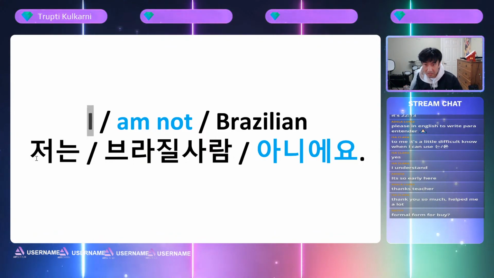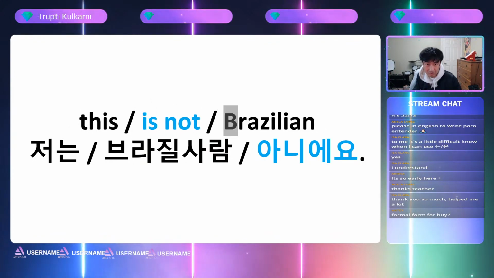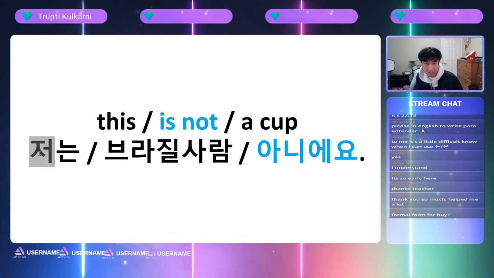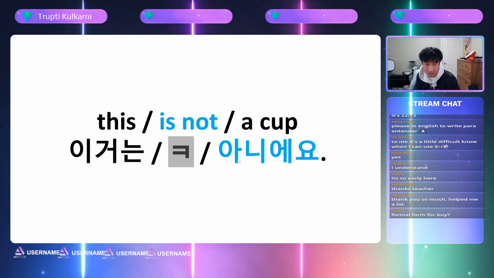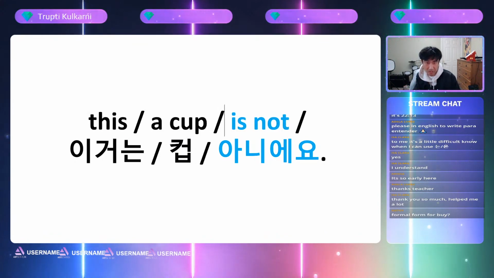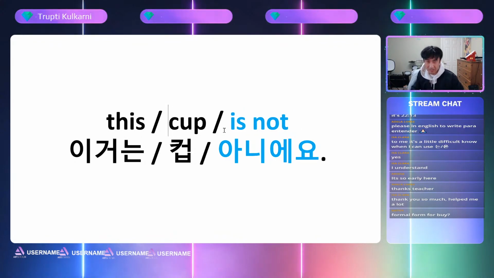How about if you want to say this is not a cup? You just say 이거는 cup 아니에요. This cup not. Actually the word order is kind of flipped around like this. This cup not. We don't have a or the in Korean, so it's just like this cup is not. This cup not.